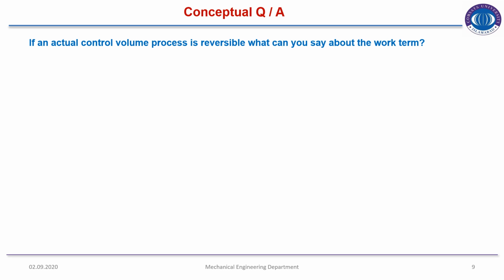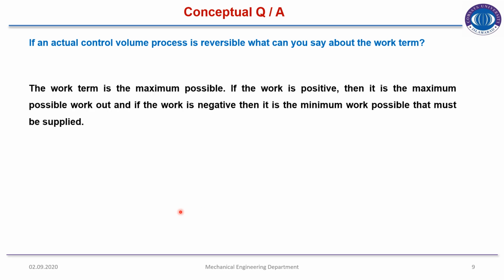Conceptual question: in an actual control volume process, if the process is reversible, what can you say about the work done? You are asked about the reversible work. As you know, the reversible work is the maximum amount of work that can be produced with the process. If the reversible process is work producing, then the work produced is the maximum amount of work. And if the device is work consuming, then the work supplied will be minimum.